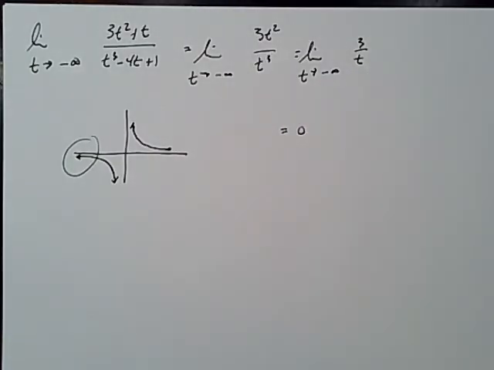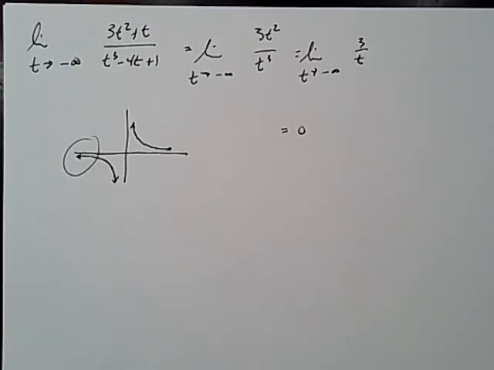Now it approaches from below, so you could say it approaches from the negative side, but it doesn't actually matter. As t gets larger and larger and larger in the negative direction, you're looking at 3 over a very large number, even though it's a negative, but 3 over a very large number gives you a number close to 0.